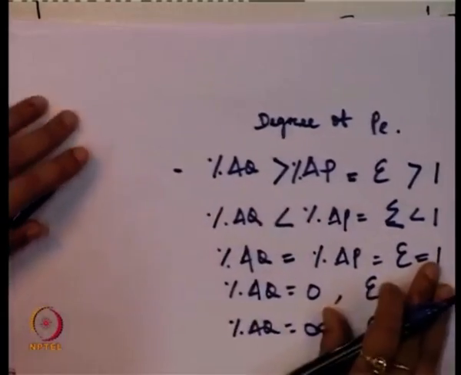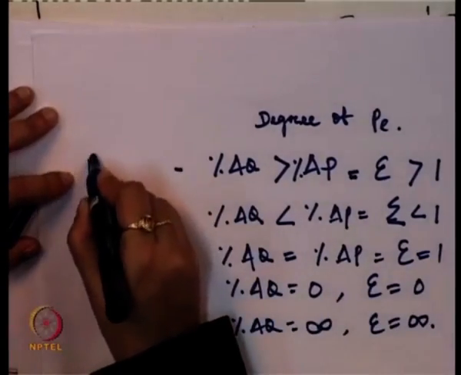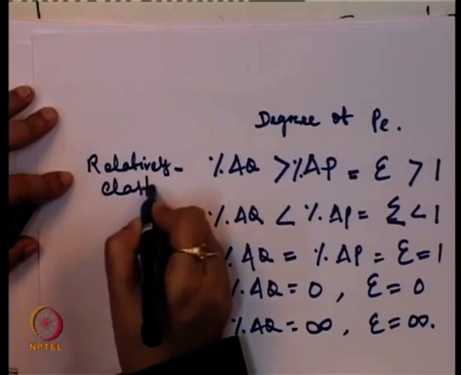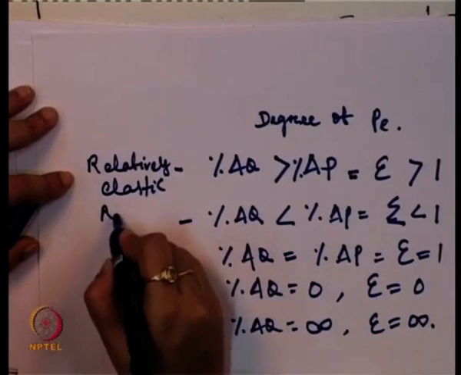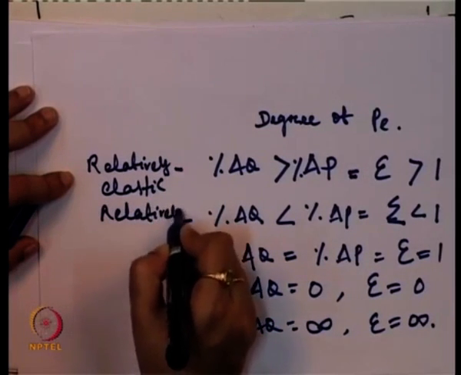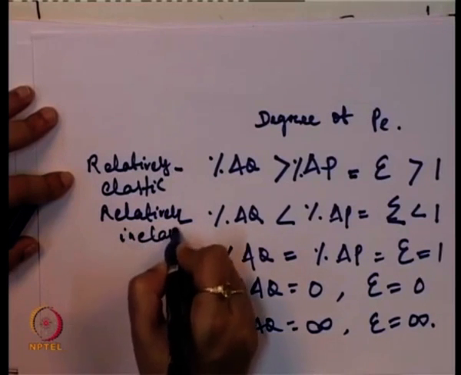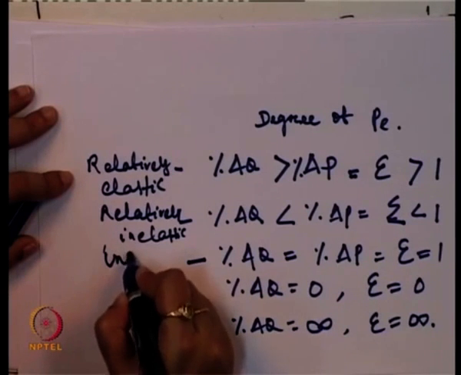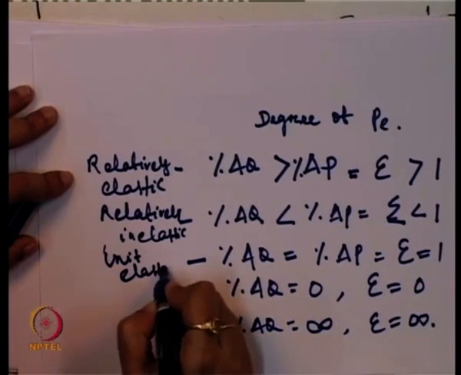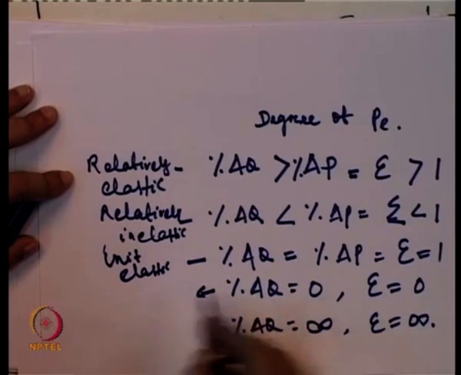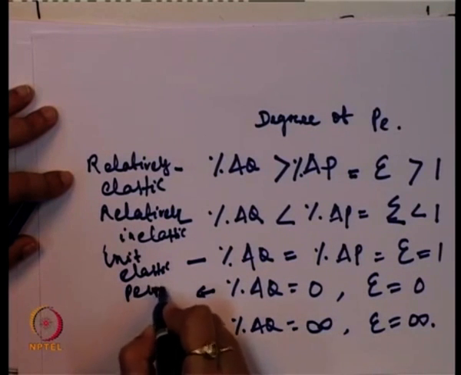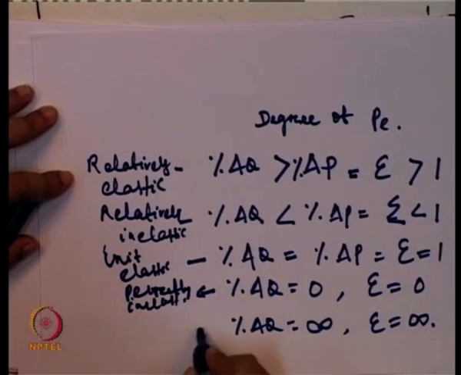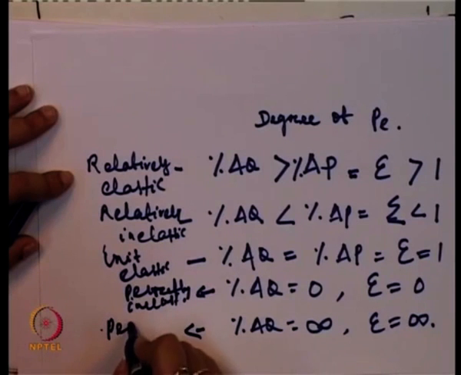So, this we are considering as relatively elastic, this is relatively inelastic, this is unit elastic, this is the case perfectly inelastic, and this is perfectly elastic.